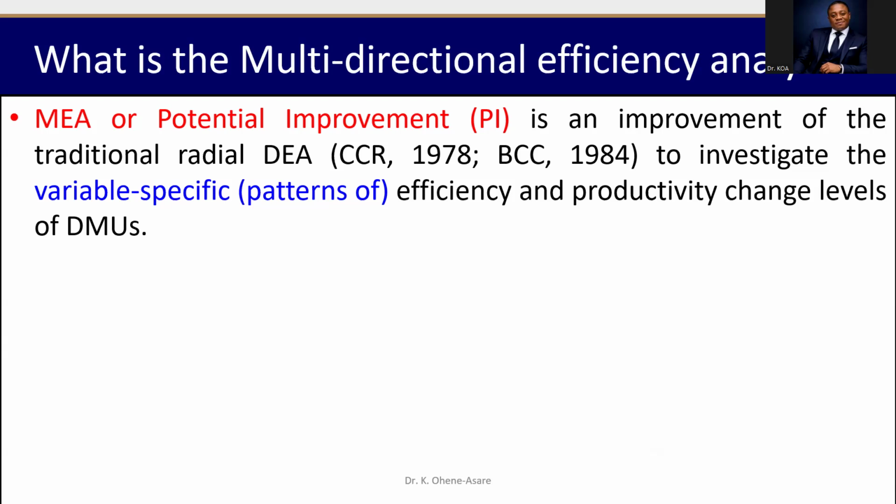Good. So if there are 4 variables and 1 DMU, how many patterns of efficiency and how many status efficiency do we have? Albert, Kofi. How many patterns of efficiency, how many efficiency patterns do we have? And how many status efficiency do we have? Albert, are you here? It will be 4 patterns of efficiency.